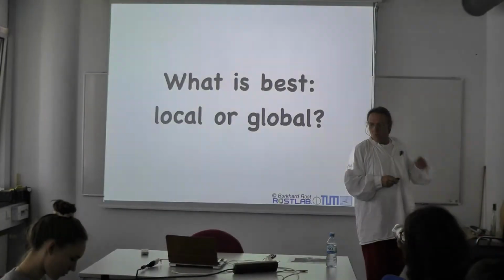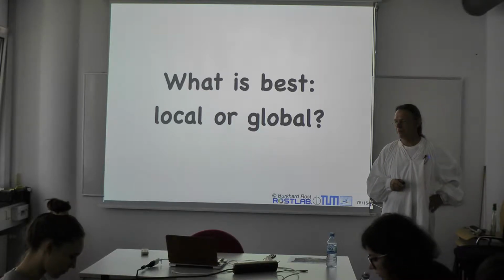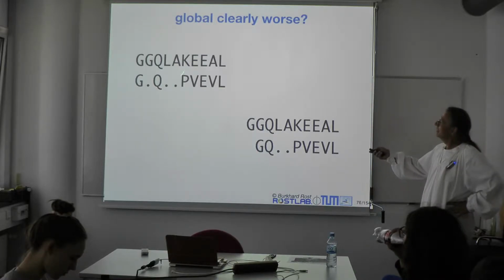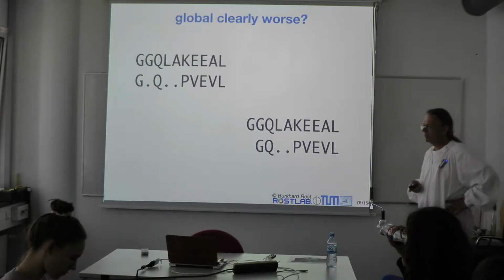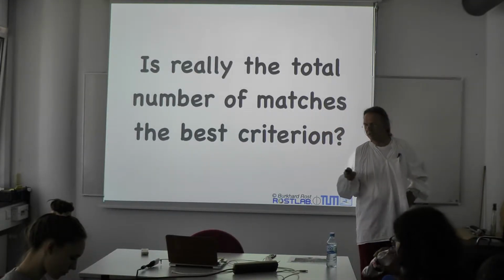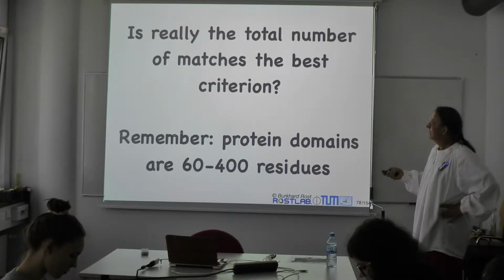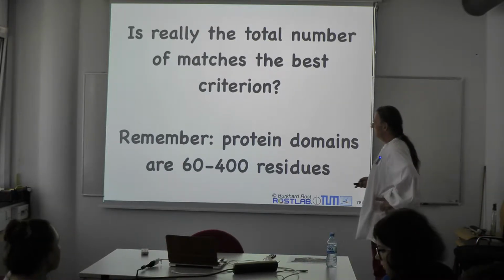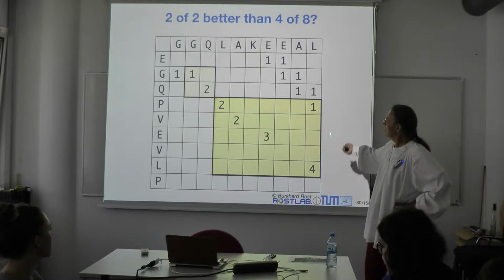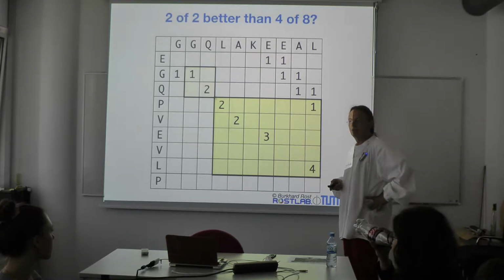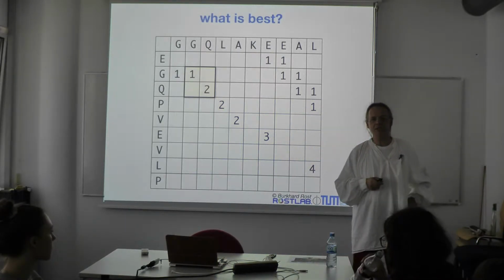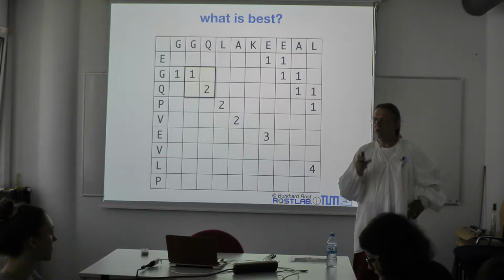Now, what is best, local or global? The local alignment would be to cut somewhere here. The global alignment would be to enforce the whole thing. That brings up another question. Is it really the total number of matches that is best? Proteins have 60 to 400 residues. So what do you believe at the end of the day? Will it be local matches? Will it be global? Well, proteins are made up of domains. So you need to allow for local, right?